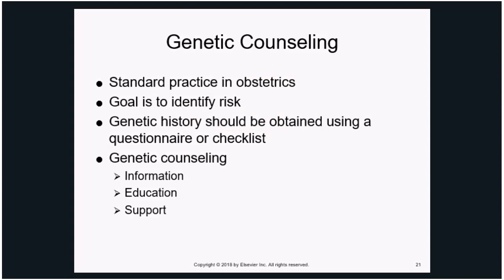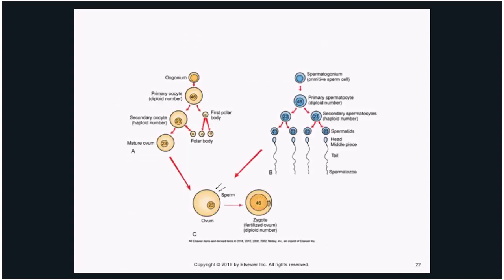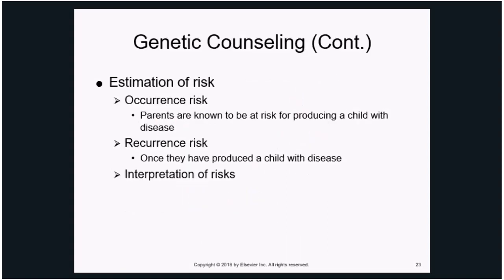Genetic counseling is the standard practice in obstetrics, and the goal is to identify any risk. Genetic history should be obtained using a questionnaire or checklist, and genetic counseling would be done with information, education, and support. Estimation of risk is the occurrence risk, so if the parents are known to have a risk for producing a child with a disease, and then reoccurrence risk is once they have already produced a child with disease.